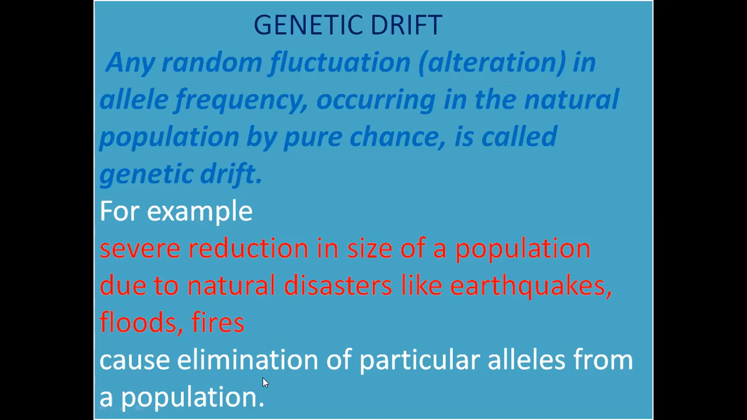We have already studied this in a previous slide. So due to natural disasters, which are the natural disasters? Earthquakes, it may be flood, it may be fire, or it may be landslide, eruption of volcanoes. So there are many different natural disasters. And due to these natural disasters, elimination, meaning removal of a particular allele or particular individual from a population, takes place. It is called genetic drift. Genetic drift is also an important factor for evolution.